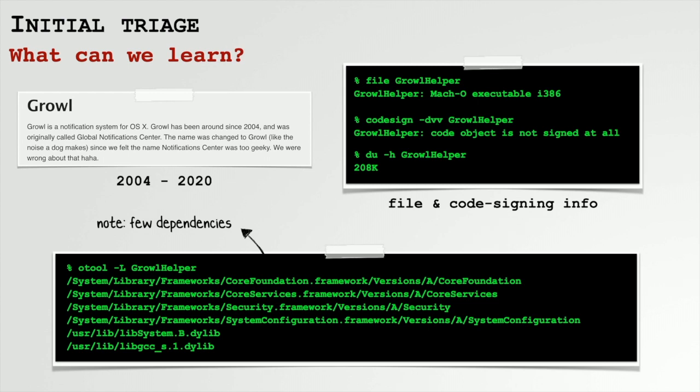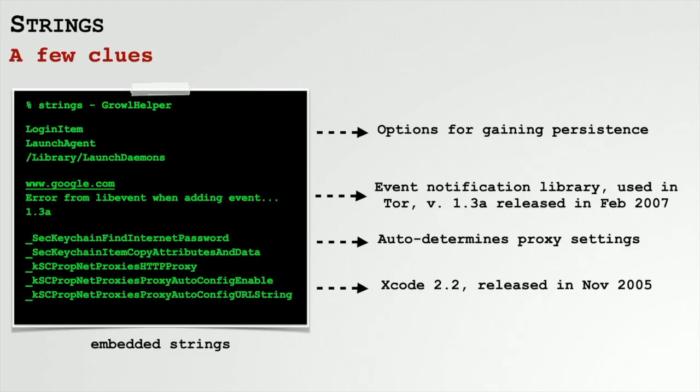Retired in 2020. If we look at the file info, we can confirm that this is a 32-bit Mach-O executable. It's not signed. It's fairly small. It doesn't have a whole lot of dependencies. So at this point, that's the info that I have, and I then try to figure out, well, what else can I dig into? So we can look at strings. There's some interesting clues there that pop out. The first three reference login item, launch agent, and launch daemon, just different options for gaining persistence on the system.